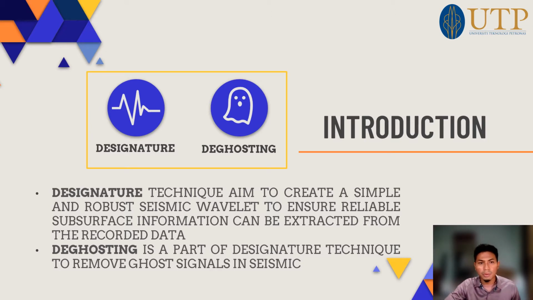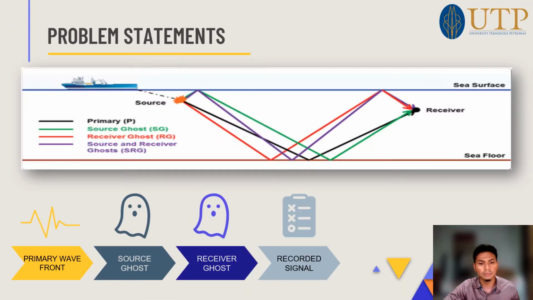Now we will proceed to our next topic, which is the problem statement. In this part, we have to know that the recorded signal is the combination of the primary wavefront that we want to capture, associated with the source ghost and the receiver ghost. The illustration of these three components in the recorded signal can be observed in the figure above.